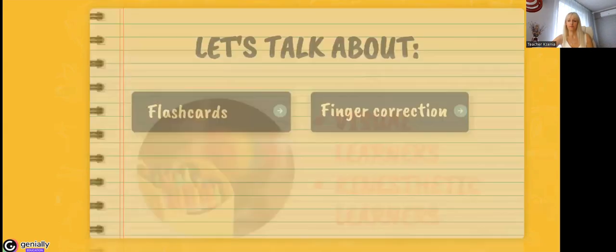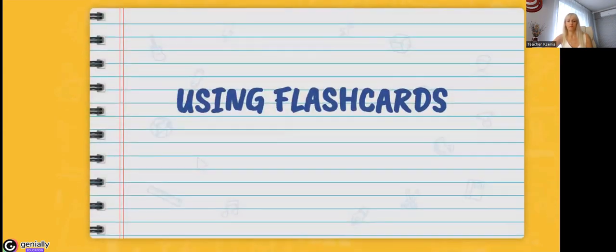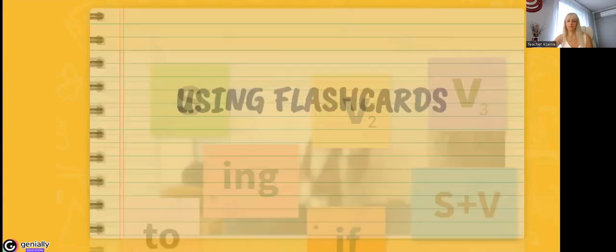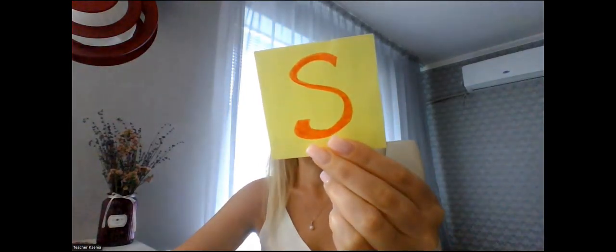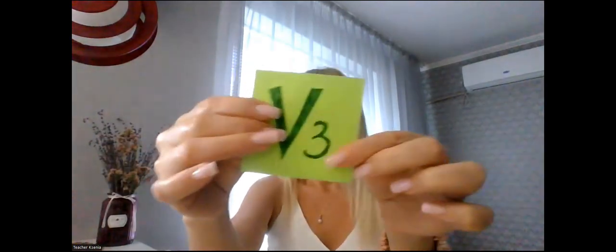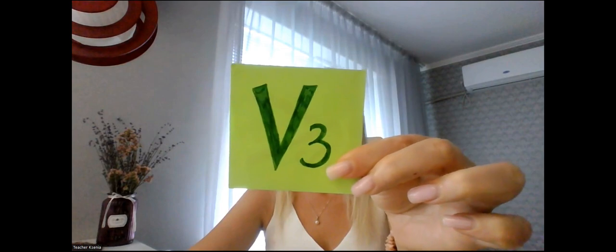These methods can be especially effective for visual and kinesthetic learners, and this can make your correction more interactive and more engaging. Most common errors can be easily corrected with flashcards. So prepare a set of flashcards with commonly misused or mispronounced words. For me, these are S for third person singular, the second and the third forms of verbs when students misuse the forms in past and perfect tenses.